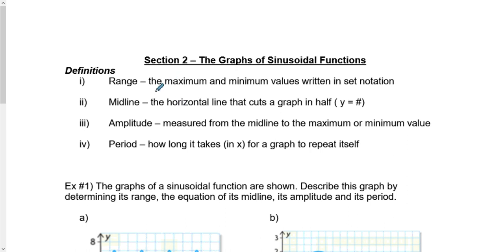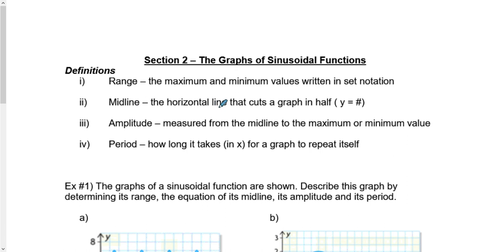Now we're going to talk about the actual graphs of sinusoidal functions. We're going to have some graphs, and we're going to describe a few things. For example, we're going to talk about the range, midline, amplitude, and period. So the range is the maximum and minimum values within a set notation.